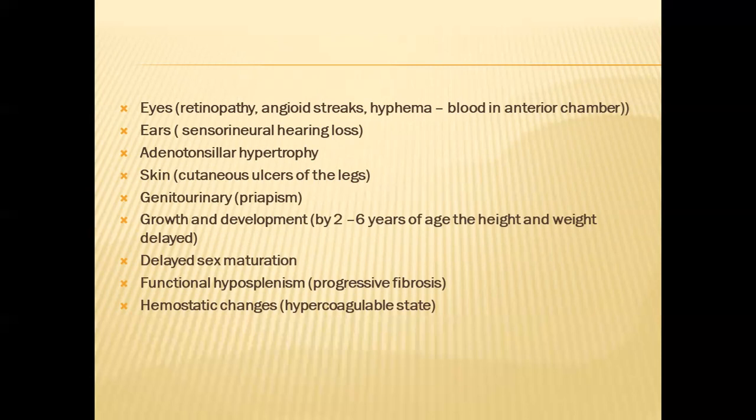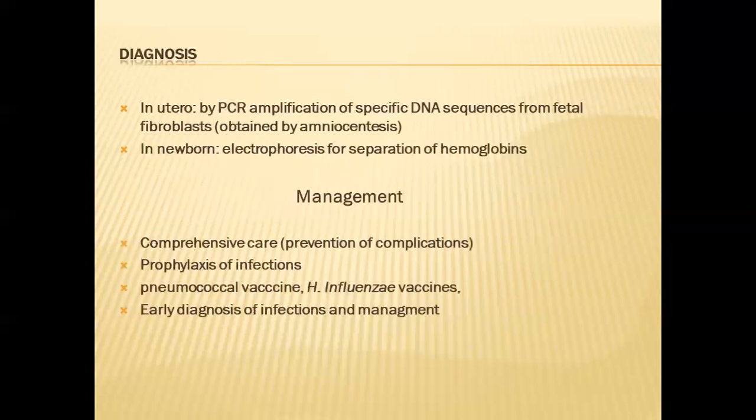abnormal continuous erection of the penis. Growth and development by 2 to 6 years of age, height and weight of these children are delayed. They are compromised, and then delayed sex maturation, functional hyposplenism. So progressive fibrosis will lead to functional hyposplenism, and then hemostatic changes because of hypercoagulable states. So these are all features, and now how will you diagnose?